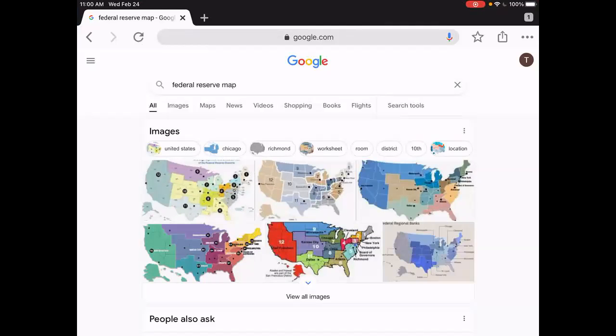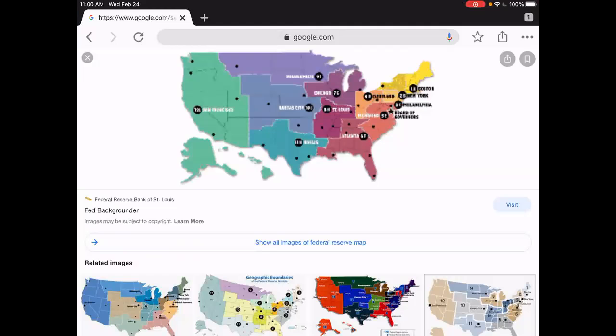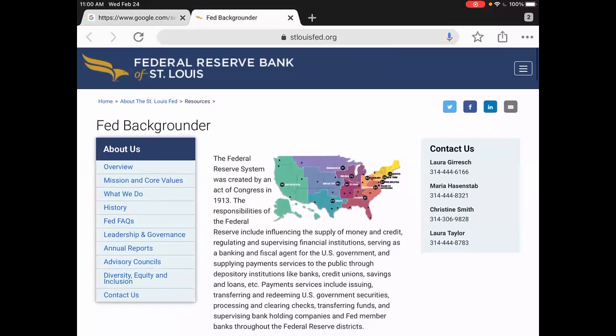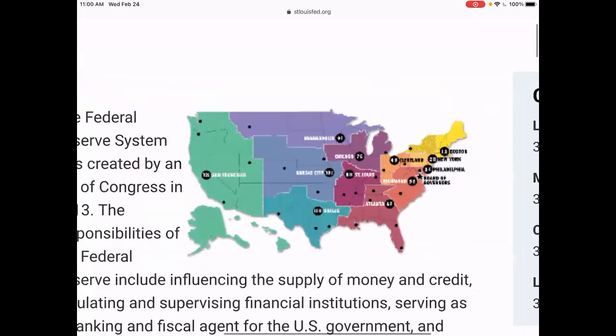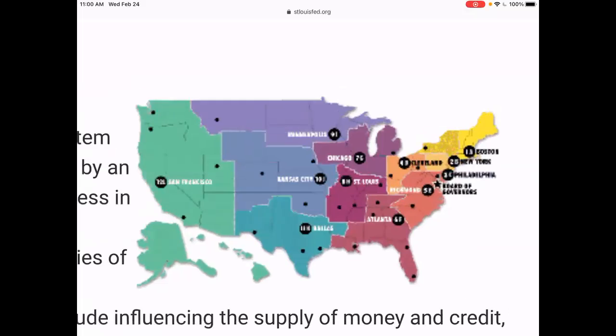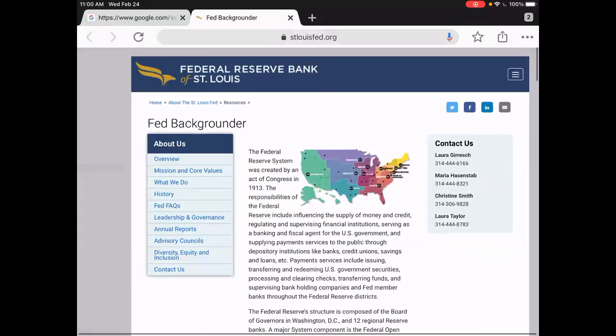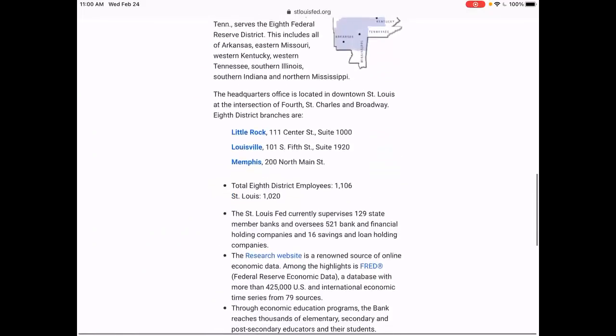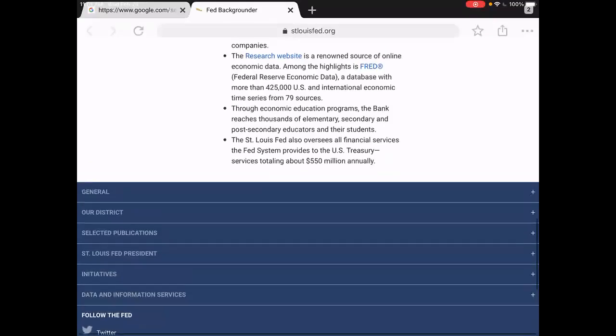I'm just going to pick a map here. That was a very crappy map. Really? That's the best map you can give me? That's painful.